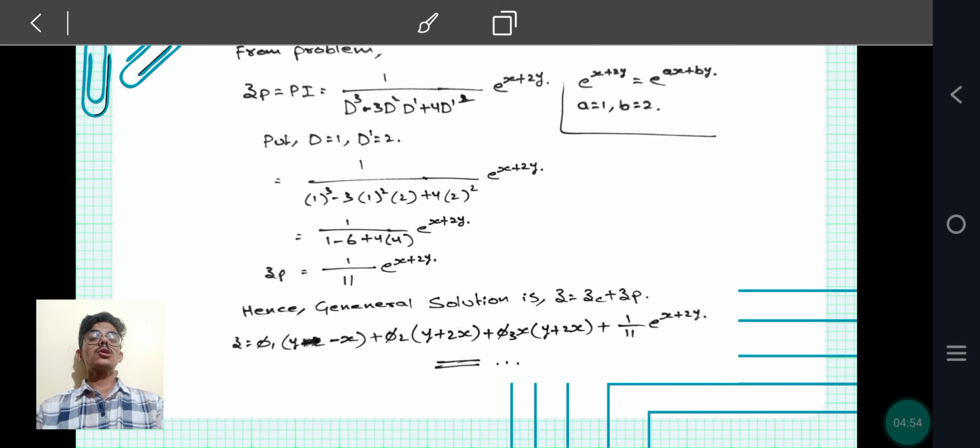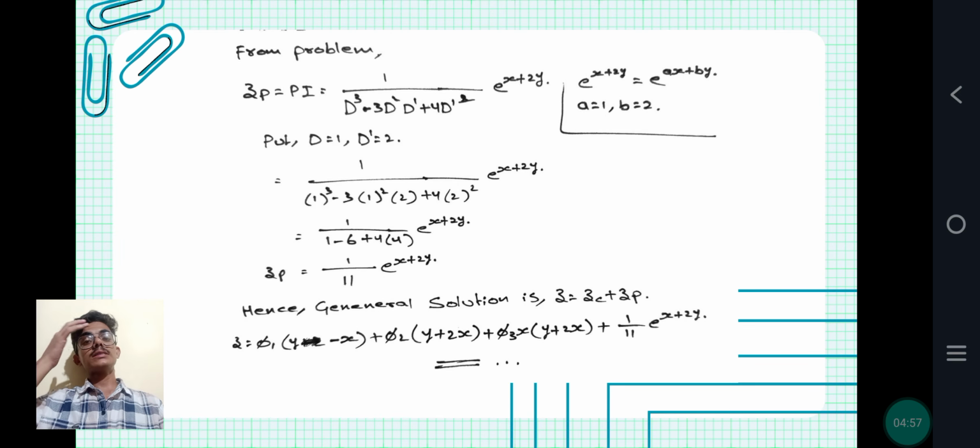So we apply this condition. zp = PI = 1/(D³ − 3D²D′ + 4D′²) e^(x+2y). Here e^(x+2y) is of the form e^(ax+by), where a = 1 and b = 2 according to this problem. We put D = 1, D′ = 2 in the given equation. We get zp = 1/11 e^(x+2y).